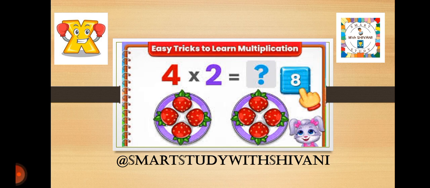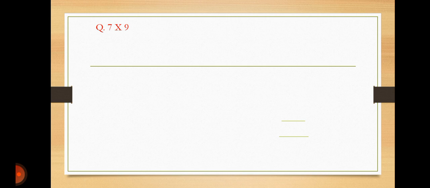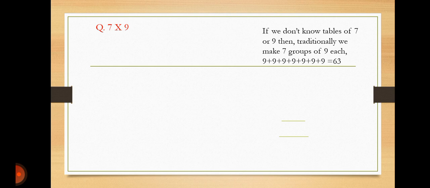Today, we will be learning about some easy tricks of multiplication. Without much ado, let's begin. Over here, the first multiplication question is 7 times 9. What if we don't know the table of 7 or 9?